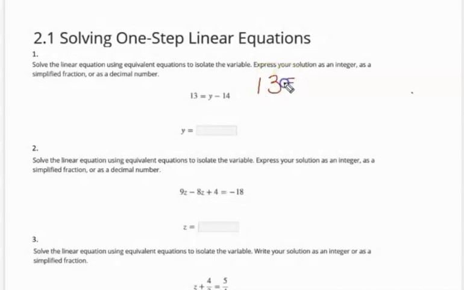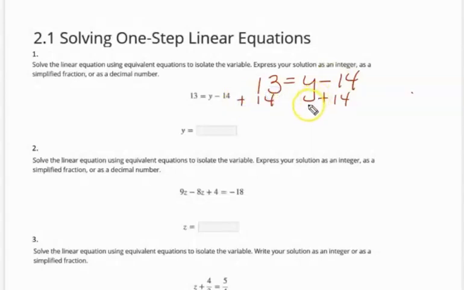13 = y - 14. Now, often we don't want to destroy the original equation, so you should write it out again. Now, what we want to do is get the y's on one side by themselves, and then the numbers on the other side. So what do we have to add to a negative 14 to make it 0? Well, you might say a positive 14. But if you do it to this side, you must do it to that side also.